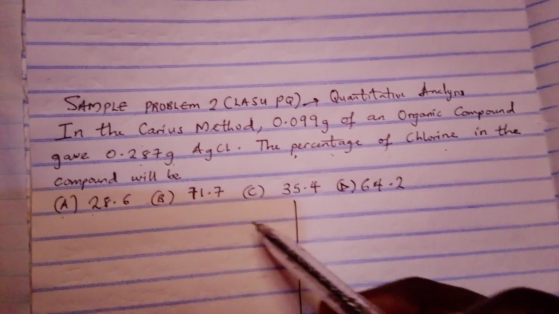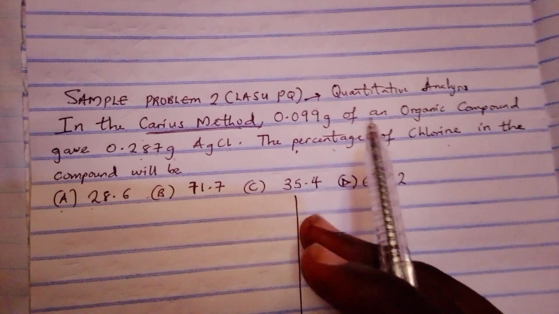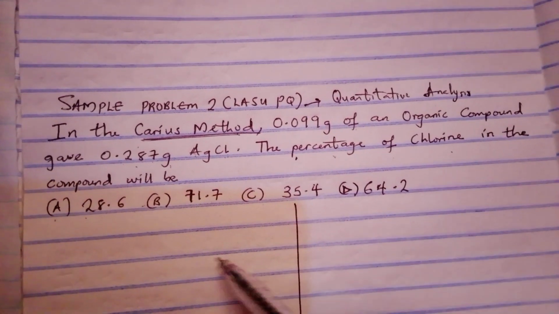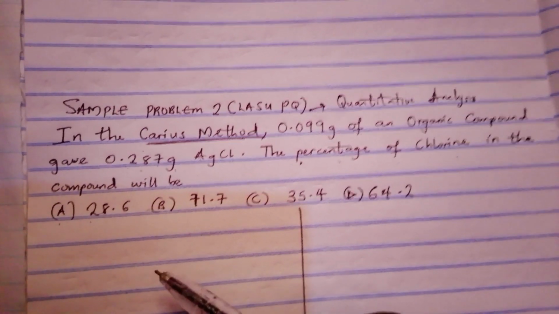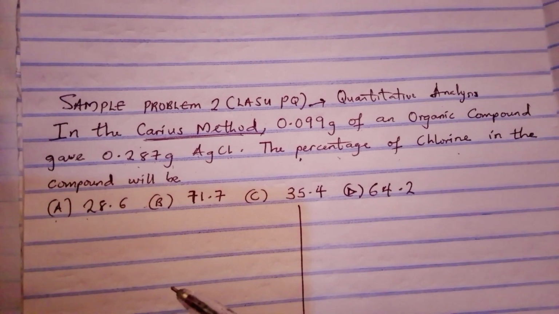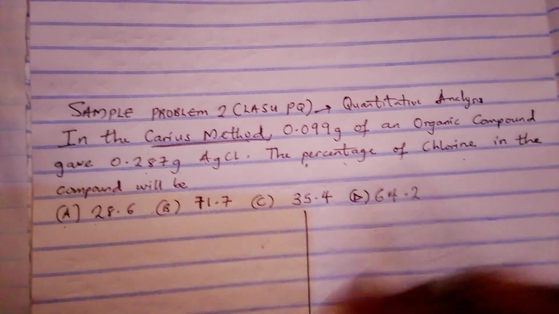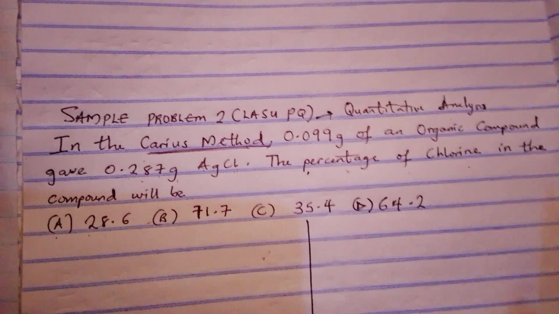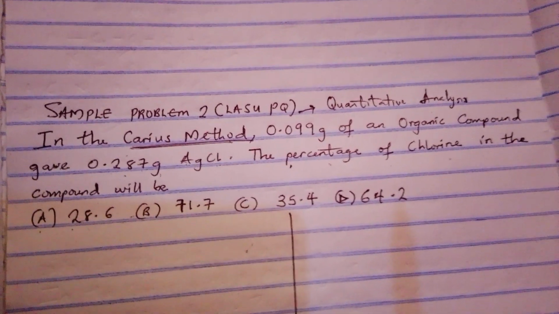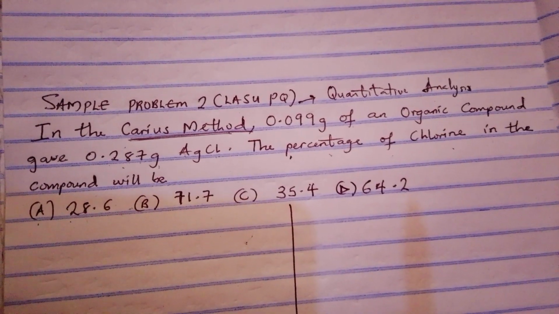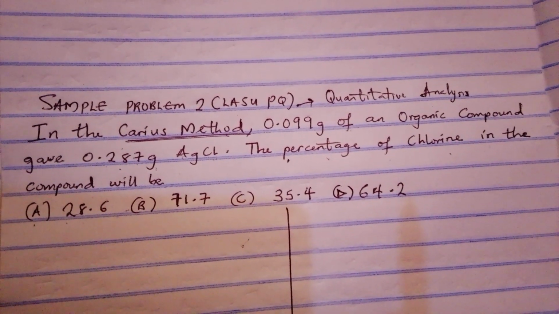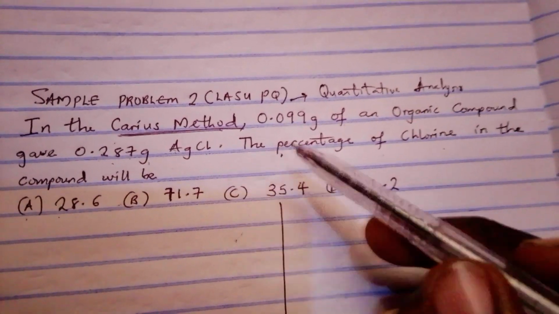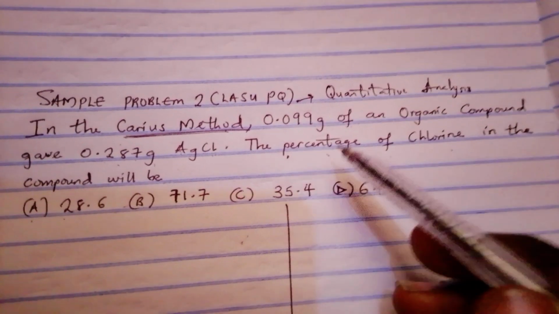Now, to solve this question, let's quickly look at what this Carius method is and how it can be used to get the percentage of chlorine. The Carius method is used to estimate the amount of halogen in an organic compound. The idea is that when we have any halogen in the organic compound, it is converted to silver halide.